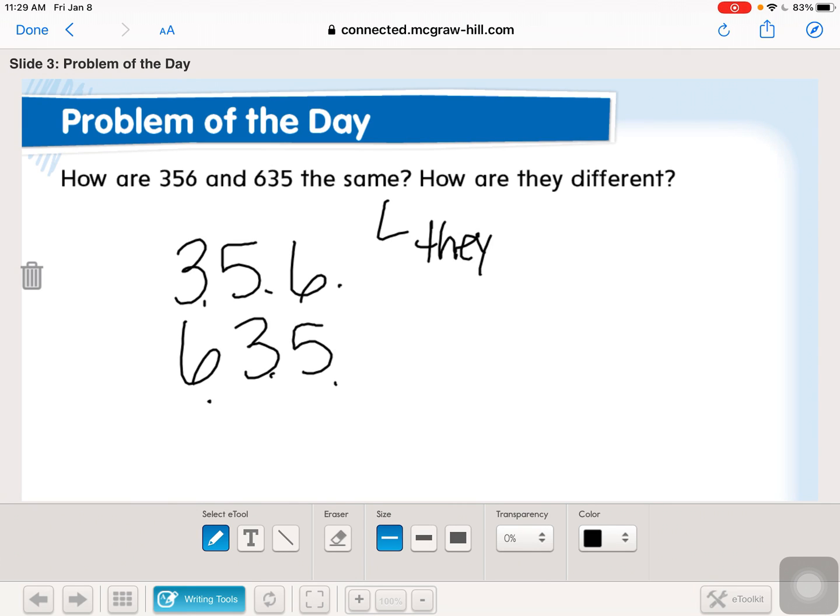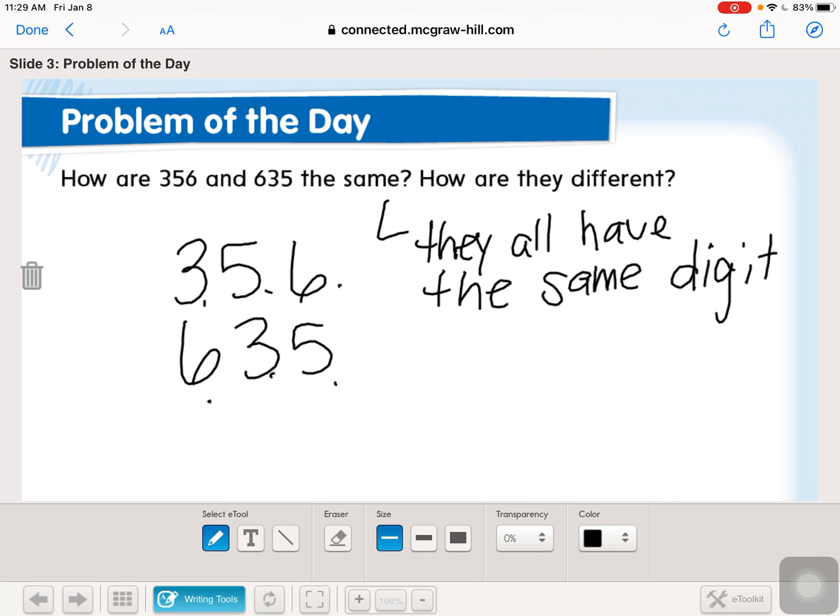They all have the same digits. We can't say they have the same numbers because they don't, right? 5 ones is a different number than 5 tens. Not the same number, but 5 and 5 are the same digit. They just aren't the same number. So that leads me to, how are they different?